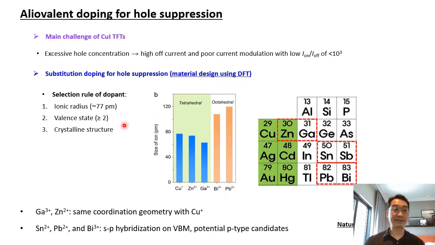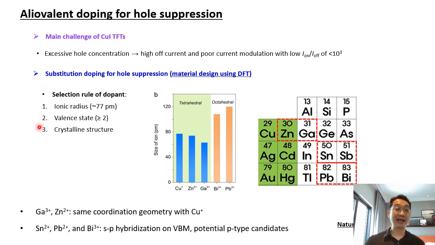But as I explained before, thickness reduction is one way to control the current density, but unfortunately, if we decrease the thickness further, the on current of the transistor also decreased a lot. So we should find another way to suppress the hole density in our p-type transistor. So we use a doping method to reduce the hole density.